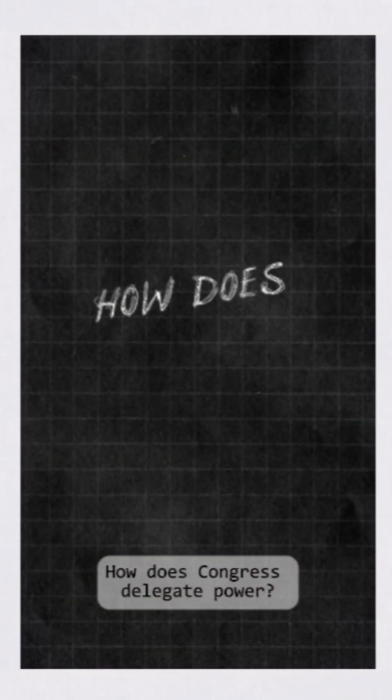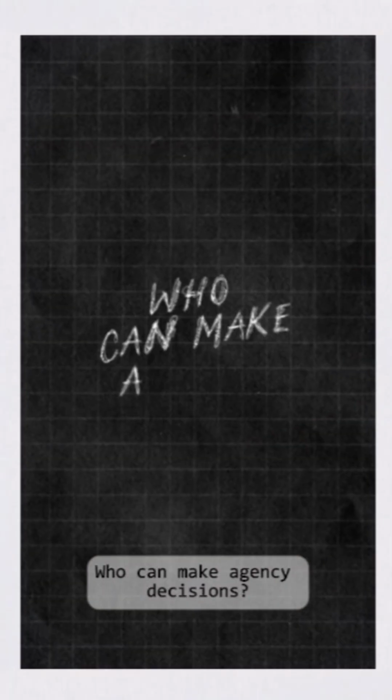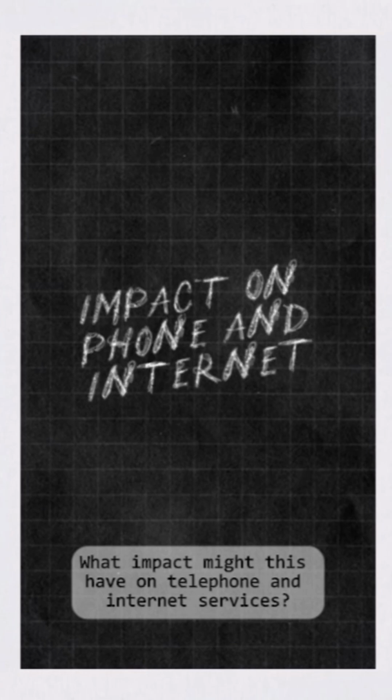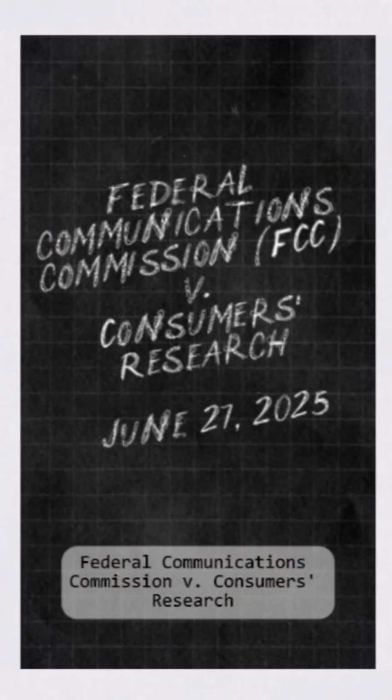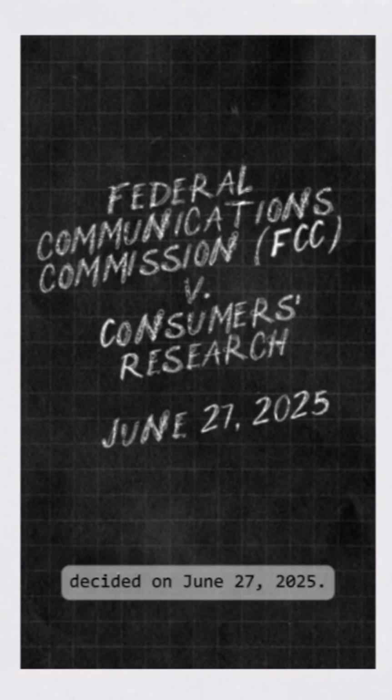How does Congress delegate power? Who can make agency decisions? What impact might this have on telephone and internet services? The U.S. Supreme Court considered these very questions in Federal Communications Commission v. Consumers Research, decided on June 27, 2025.